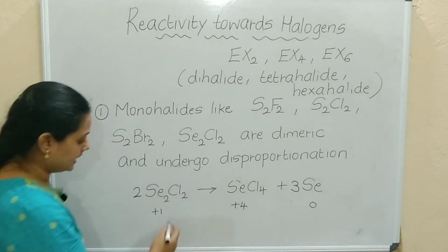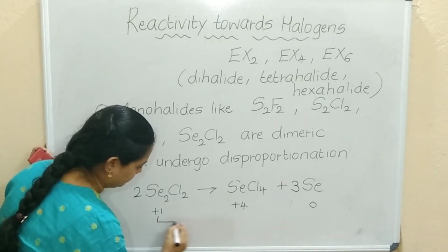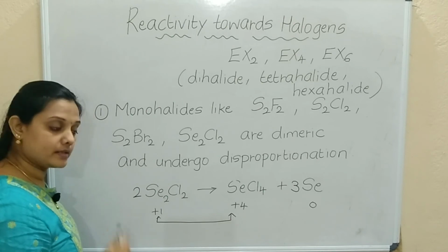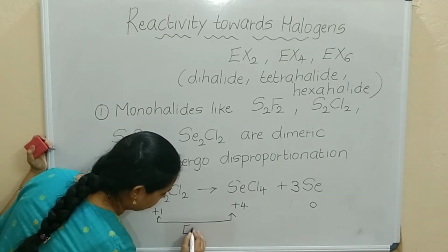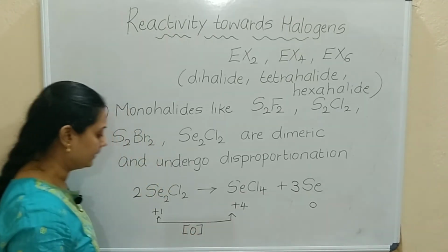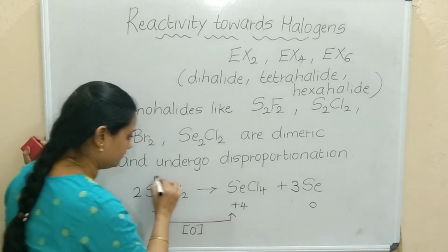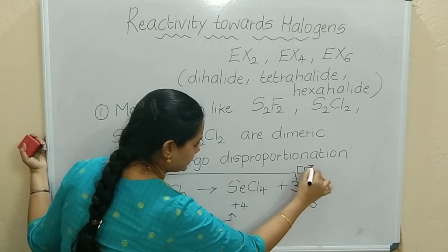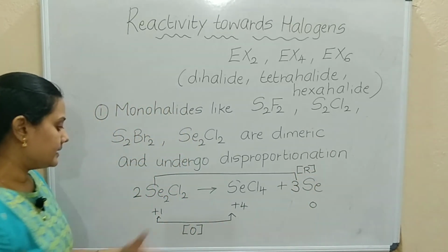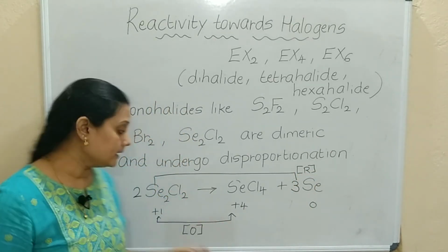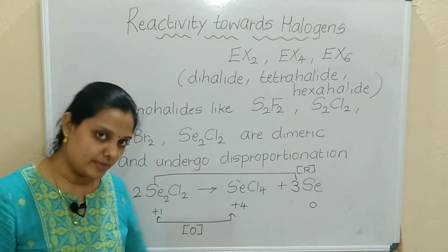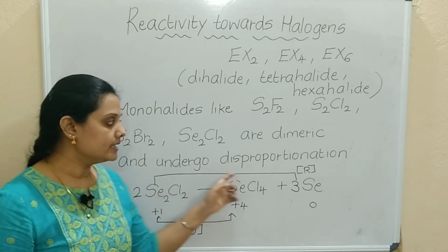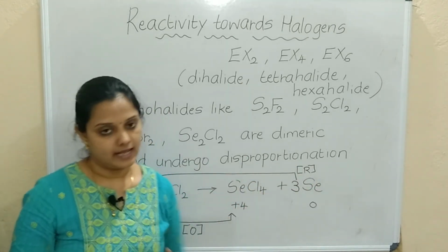So, now check plus 1 to plus 4. Increase in the oxidation state. So, that is oxidation. Plus 1 to 0. Decrease in the oxidation state. So, that is reduction. So, you can see selenium is undergoing reduction and oxidation simultaneously. Correct? So, that means they undergo disproportionation reaction.